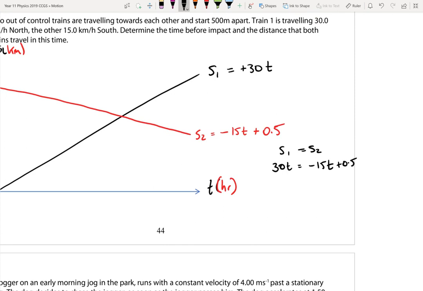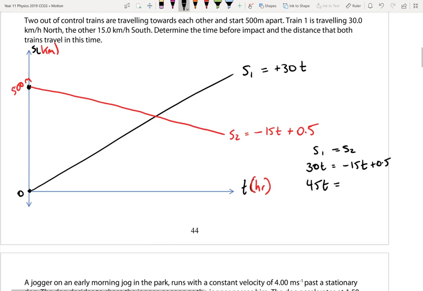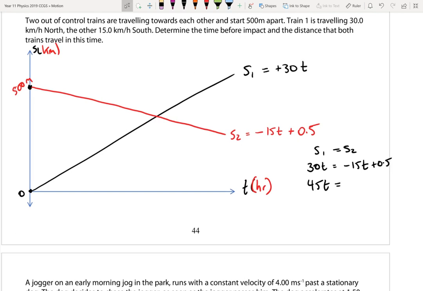Rearranging. So now when we take across 45t, look again, that's the relative velocity of the black line relative to the red line. Relative to the red line, the black line is approaching it at 45. That's going to equal 0.5. Let's try again. 0.5 over 45 is 0.0111 hours.